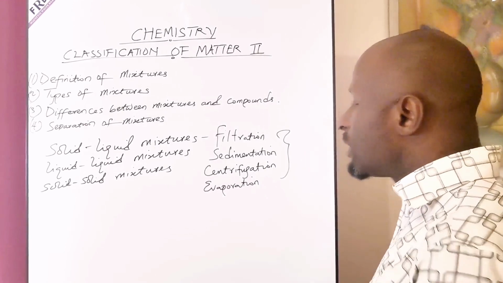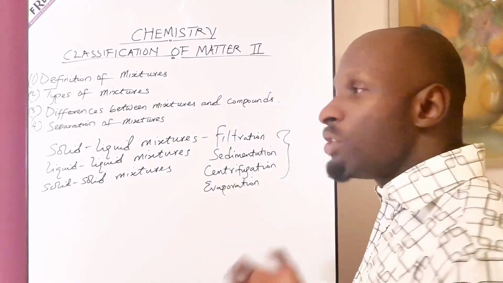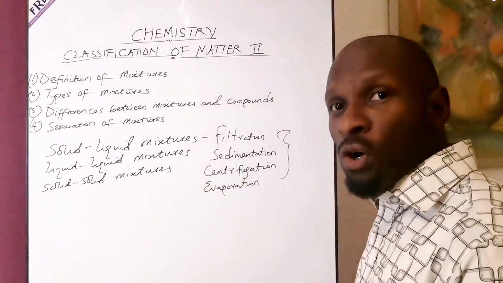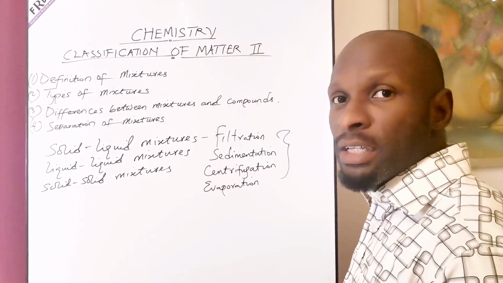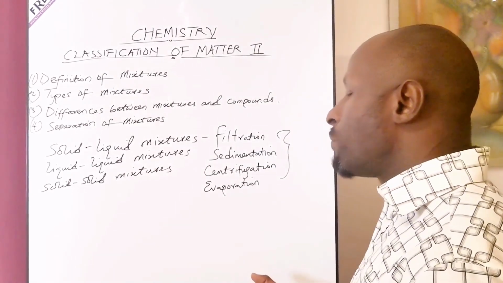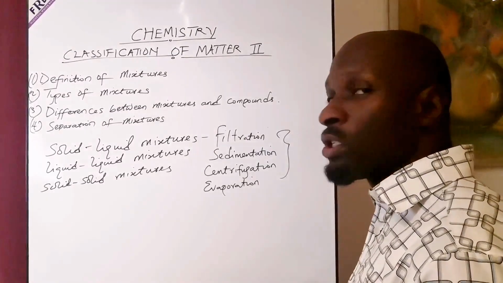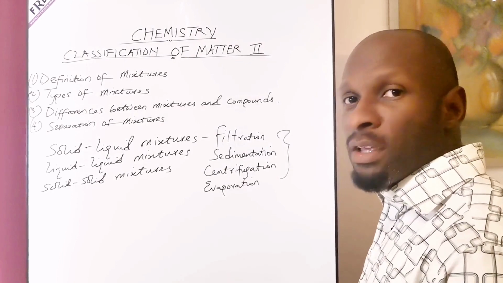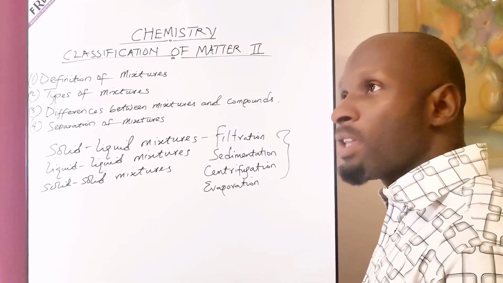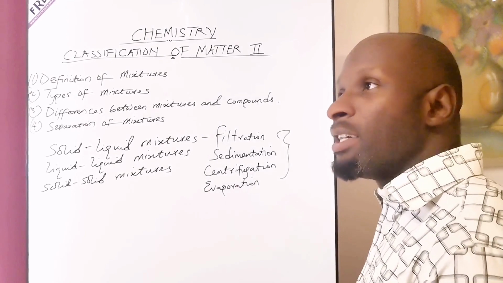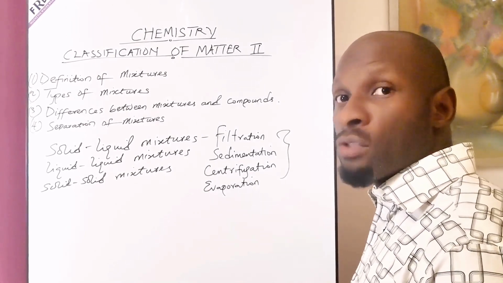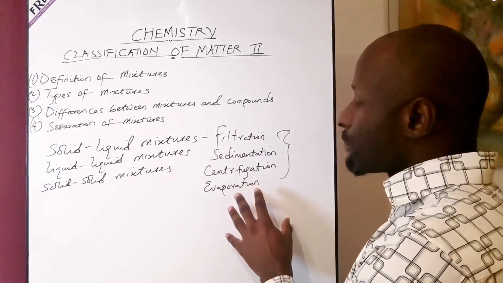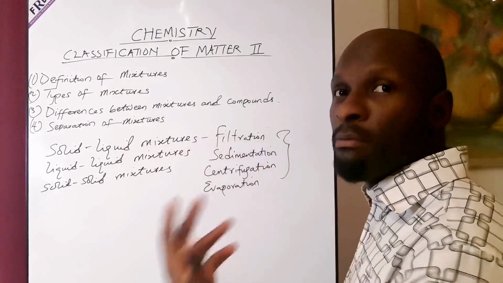Okay? But in the case of evaporation, it is used in separating a homogeneous mixture of solid and liquid, in the sense that, for example, we have a solution of salt and water. Now, for you to get the salt, you have to what? Heat that solution, thereby making the water to what? Evaporate, leaving behind the solid crystals of salt. Okay, so these are 4 different methods that can be applied in separating solid-liquid mixtures.